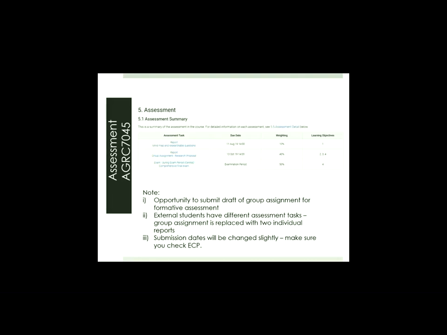Okay, there's 3 external students in this course, and just noting for the video that they actually have slightly different assessment tasks to replace that group assignment.